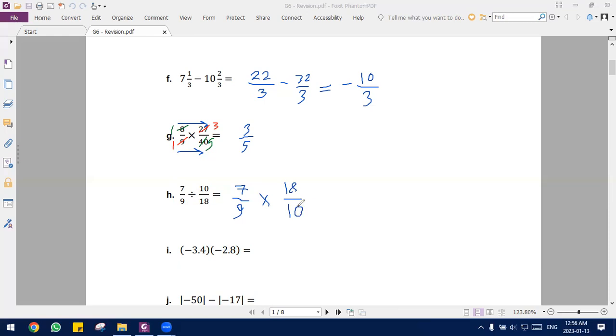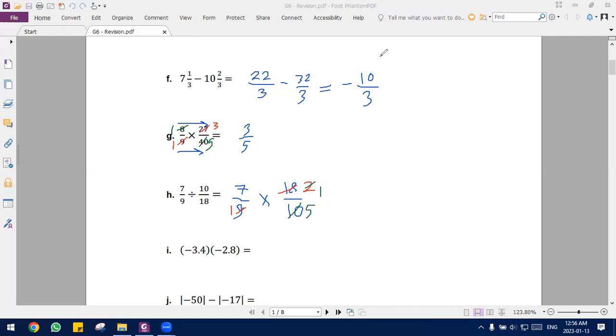Now, should we multiply them? No, it's better if we simplify first. Let me do some simplification. Like 7, can I work it with 9? No. 7 with 10? No. So let me try the 9 with 18. Both can be divided by 9. So 9 divided by 9 is 1. 18 divided by 9 is 2. Now we check. Is it done? No, we can still continue dividing. 2 and 10, for example. Both of them can be divided by 2. So 2 divided by 2 is 1. 10 divided by 2 is 5.